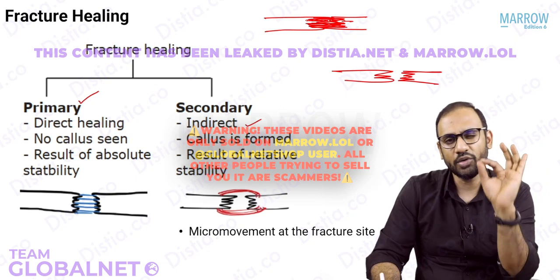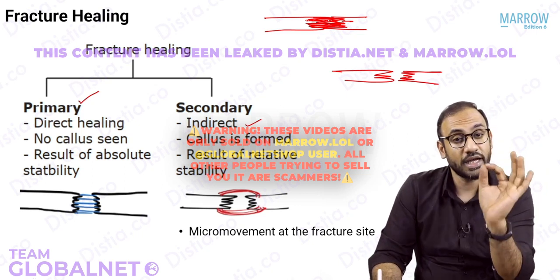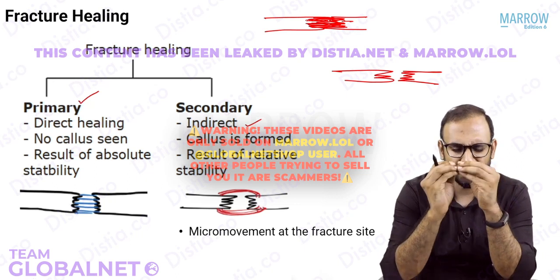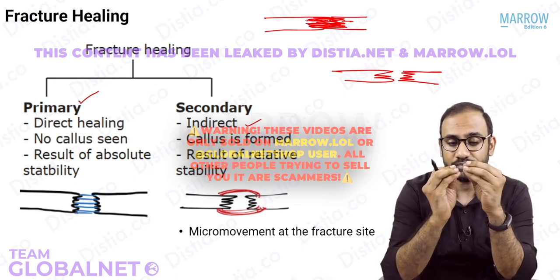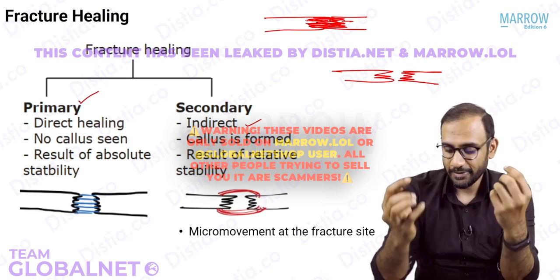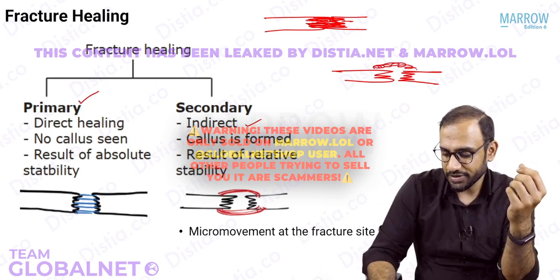Now, in secondary healing, which is indirect healing, between the fracture ends there is some amount of micro movement. Please remember, I said micro movements. I did not say movement. I said micro movements. Very, very fine movement. Because of this, healing happens, but it starts to happen from outside. This is known as callus formation.